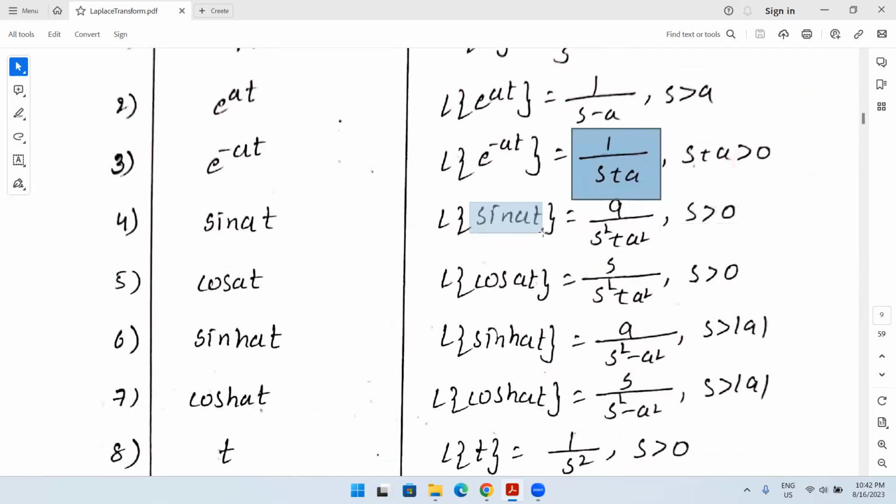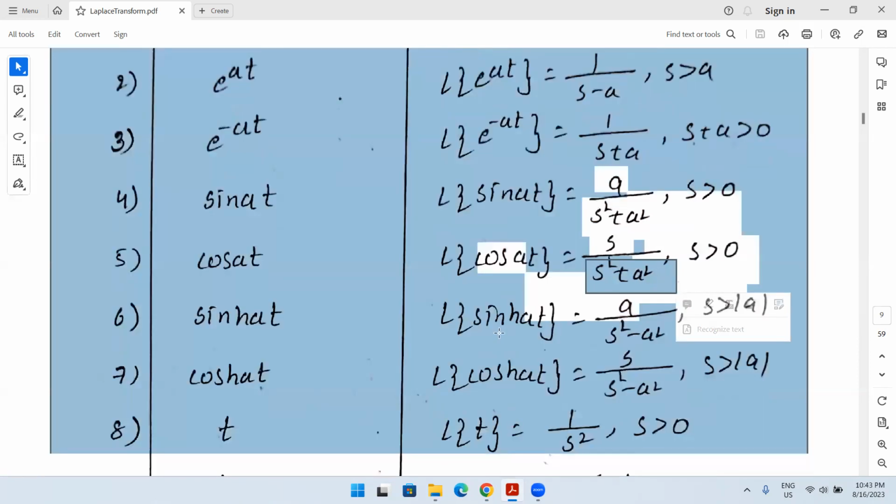And the Laplace transform of sin at is a by s square plus a square. Cos at is s by s square plus a square. If you observe, whenever we get sin, we get the numerator a. Whenever we get cos, we get the numerator s. So here a is the coefficient of t in sin at. So whenever we get sin, the numerator is a. Whenever we get cos, the numerator is s. The denominator is the same, s square plus a square.